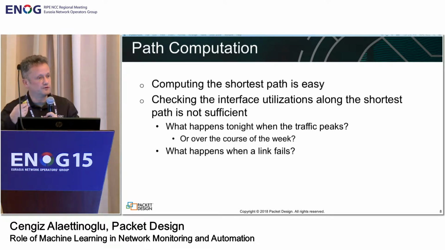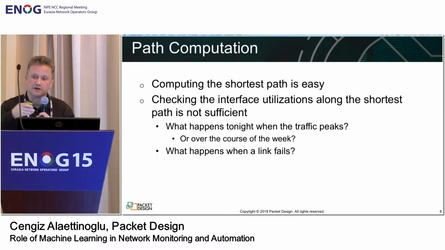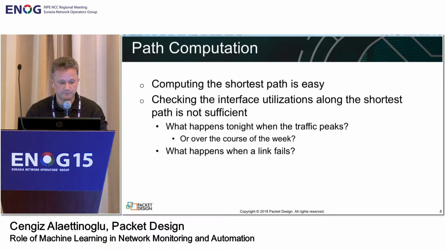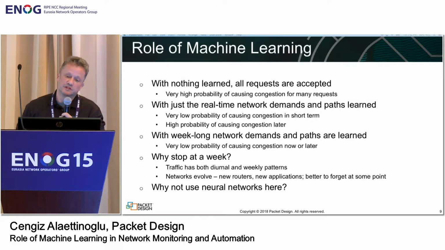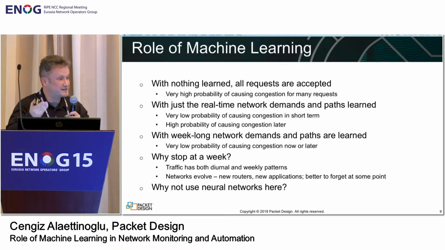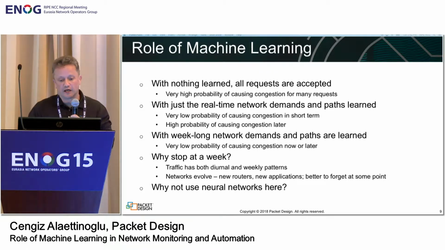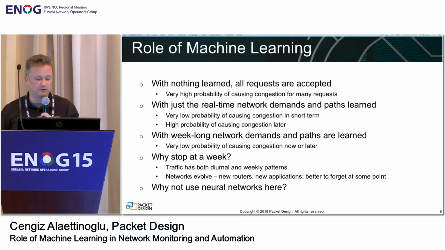And also you have to figure out that during this time, some links along this path will fail, and when that happens, what will happen to the traffic? So, just to ease into the machine learning, if you didn't learn anything, it's like what most service providers do today, they will just accept the traffic, right? Because you want to make money, you'll accept the traffic. And then, if you are running the network at a high utilization, this may cause some congestion to this traffic or some other traffic and so forth.